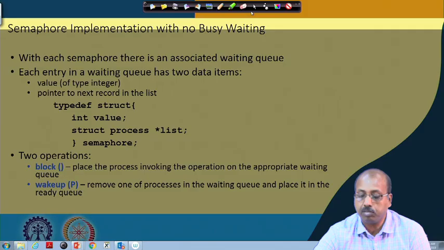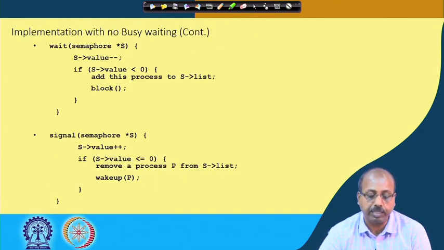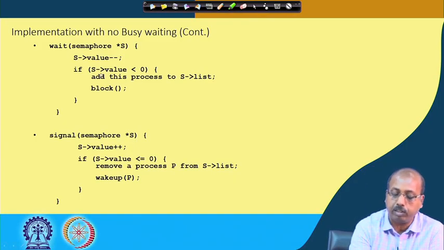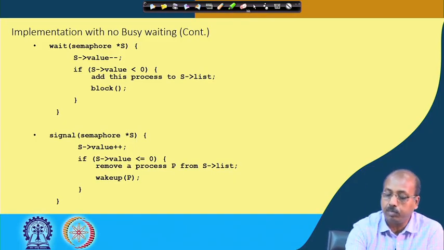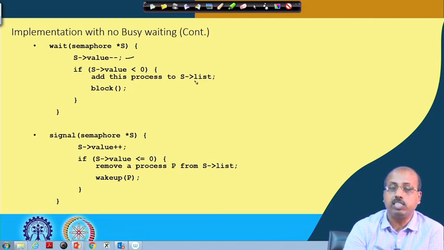Now, using these we can implement this semaphore like this with no busy waiting. You see that the semaphore has a value field. The wait operation is like this: it decrements the value field. So, S value is decremented by 1, and if the value becomes less than 0, then add this process to the S list. So, this process is added to the list of processes blocked on that particular semaphore.